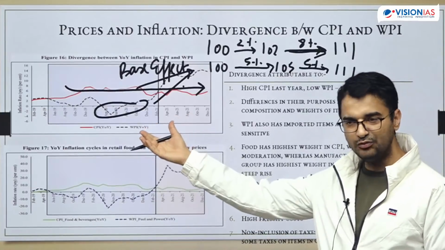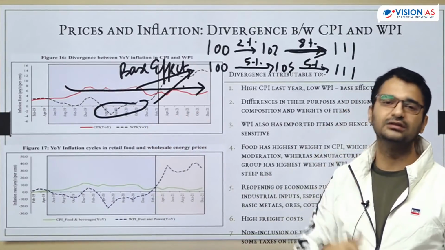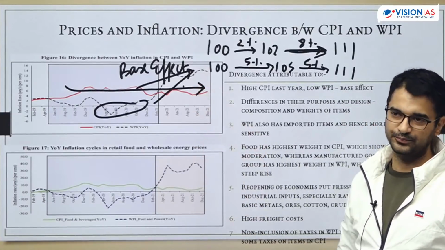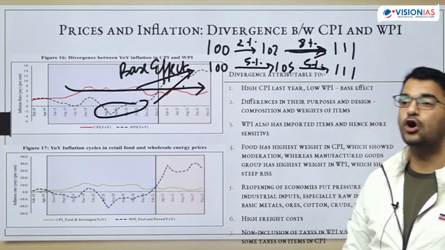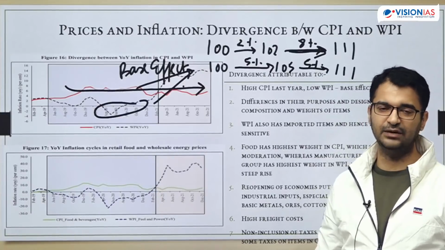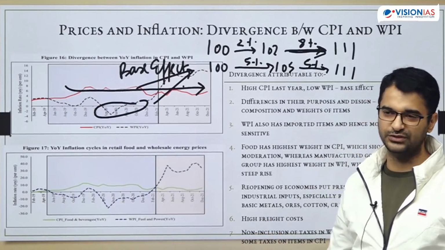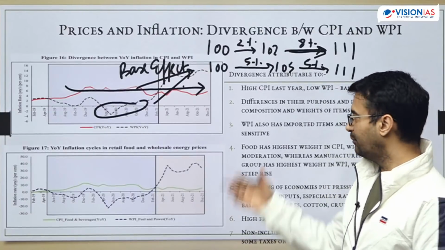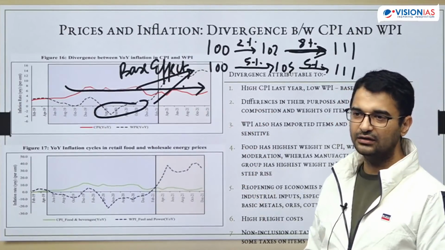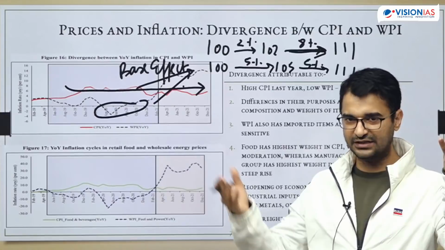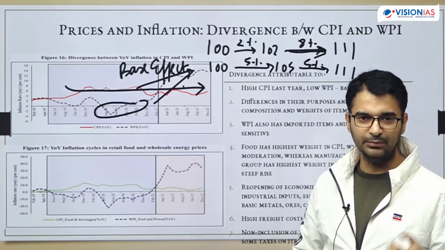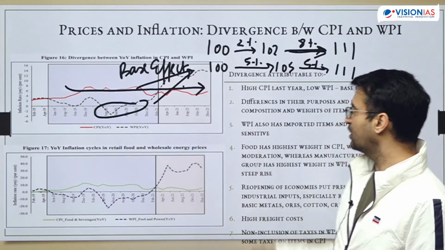Because last year WPI was low, therefore it was statistically natural for it to show a higher number here. It is not only because of this base effect that WPI is higher and diverging from CPI, but partly it is explained by this. From its composition we look at it, food items highest weight versus food items not so high weight, manufactured items highest weight in WPI. So partly because of composition, partly because of base effect.